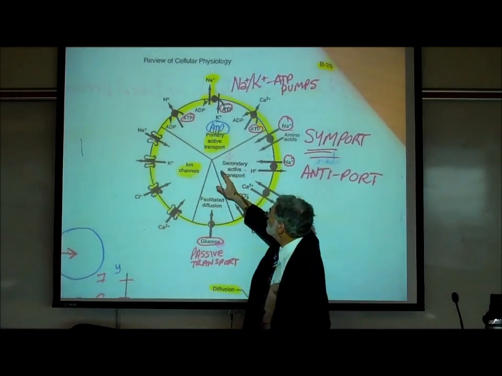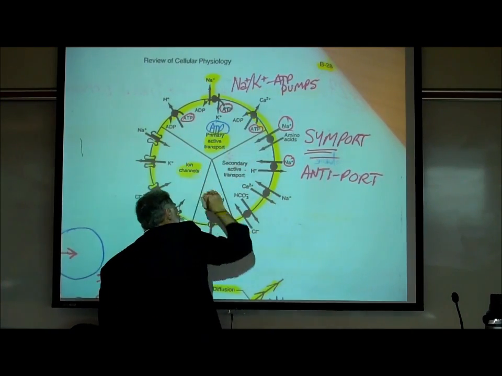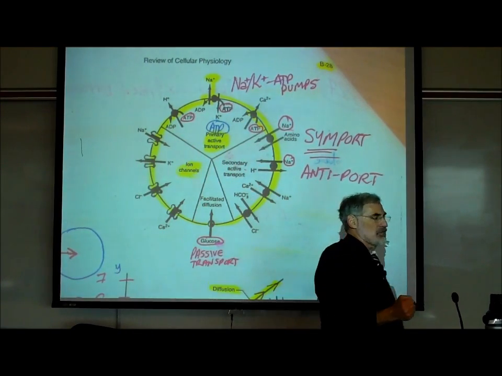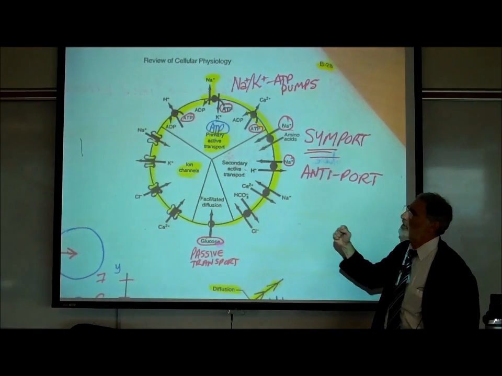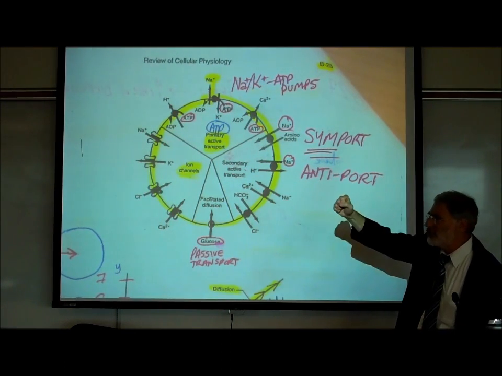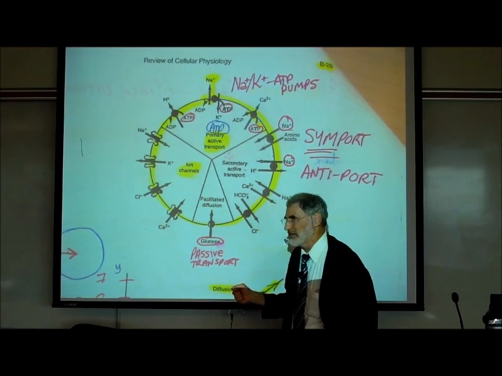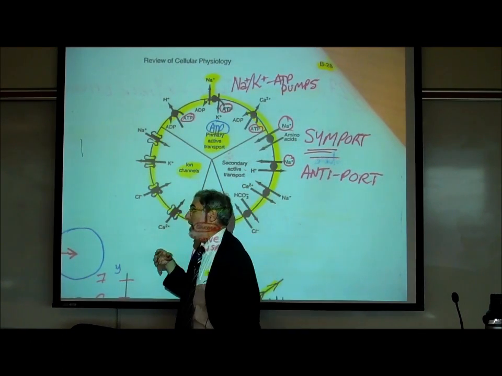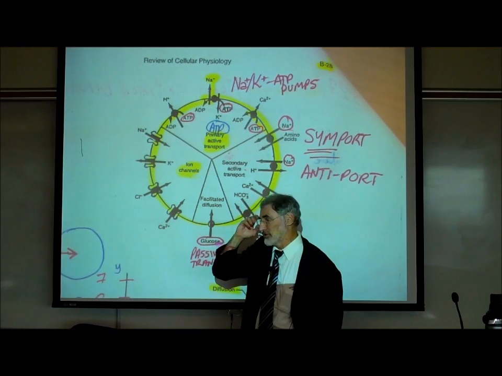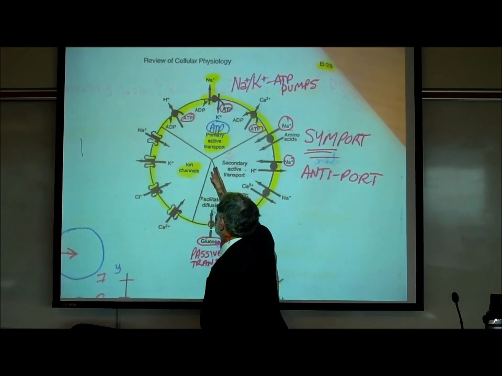Now, there's also active transport. This is where ATP energy is used to force chemicals into or out of the cell against their concentration gradients. And this accounts for about 40% of all the energy generated by the cells of our body.